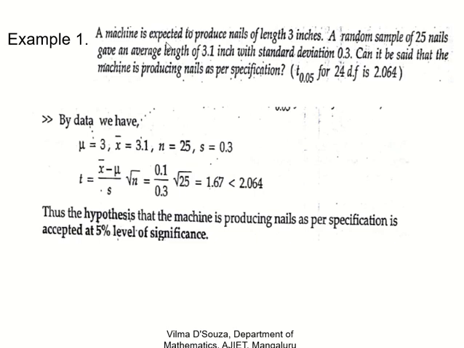A machine is expected to produce nails of length 3 inches. A random sample of 25 nails gave an average length of 3.5 inch with standard deviation 0.3. Can it be said that the machine is producing nails as per specification?